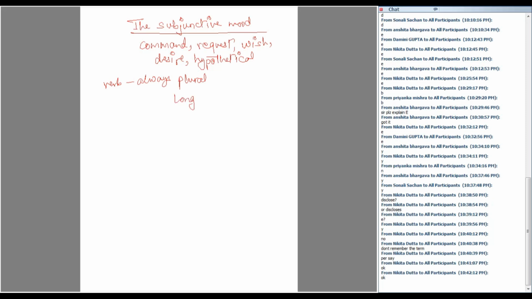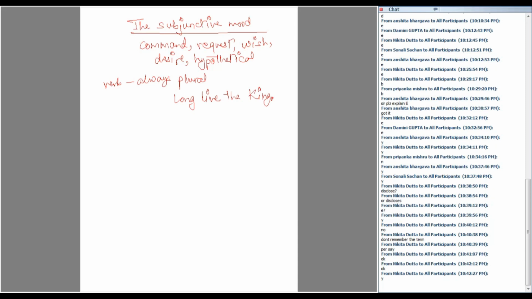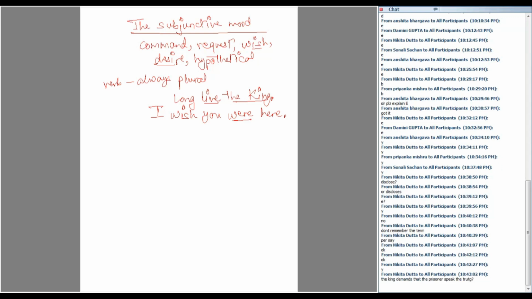It is always plural irrespective of the subject. For example, you must have heard, long live the king. I should have said long lives the king. The king is singular, but why do I say long live the king? Because it is my wish. It is my desire. I wish you were here. Why did I use were? I wish you was here is wrong.